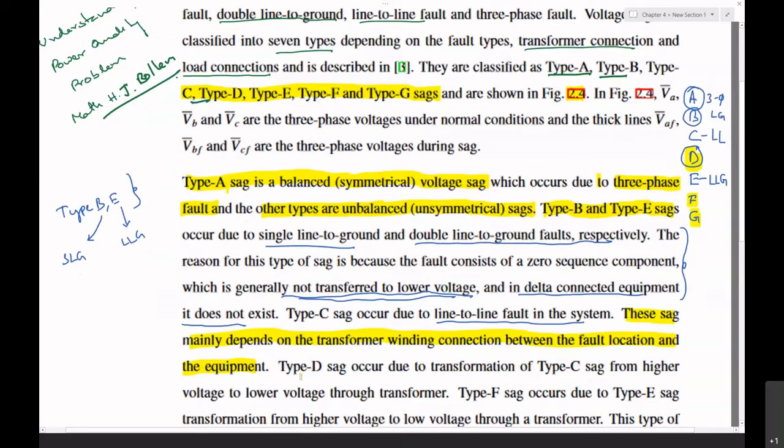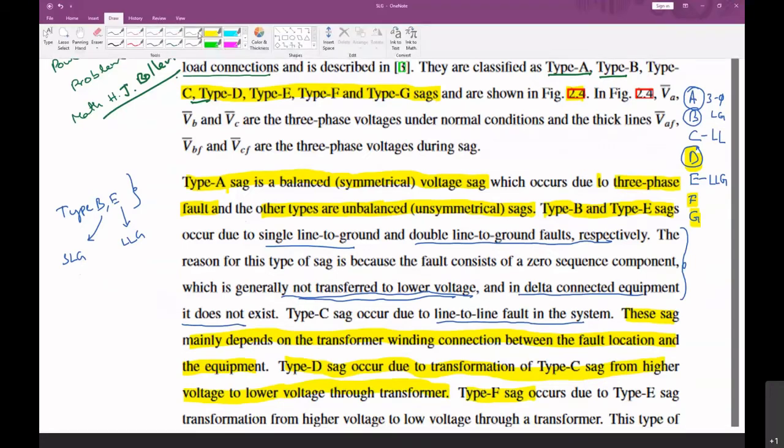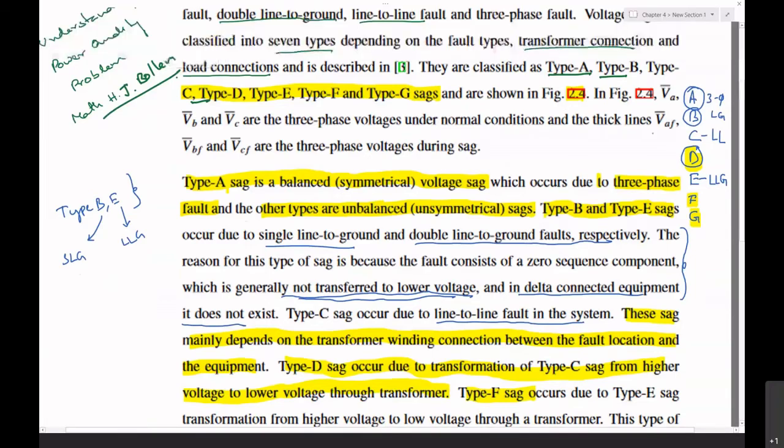The type D sag occurs due to the transformation of the type C sag from higher to lower voltage through the transformer. This type D is due to the transformation of the fault from C to D. When the line to line fault is transformed through a transformer connection, we get the type D sag.